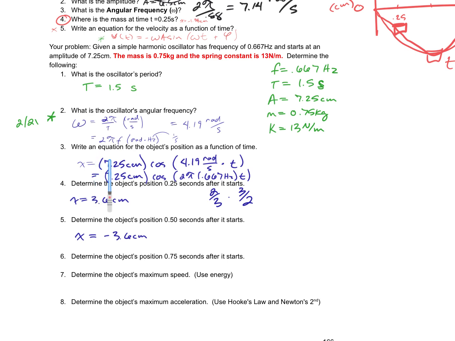So the third question asks you to write an equation for the object's position as a function of time. Now, this is just basically what you would show in any type of lab or experiment where you have position is equal to amplitude times the cosine, and then times the quantity of the angular frequency times the time. So you could write it either by displaying angular frequency or by displaying frequency, but regardless, it should be 7.25 centimeters times the cosine of either 4.19 radians per second times t or 2 pi f times t.